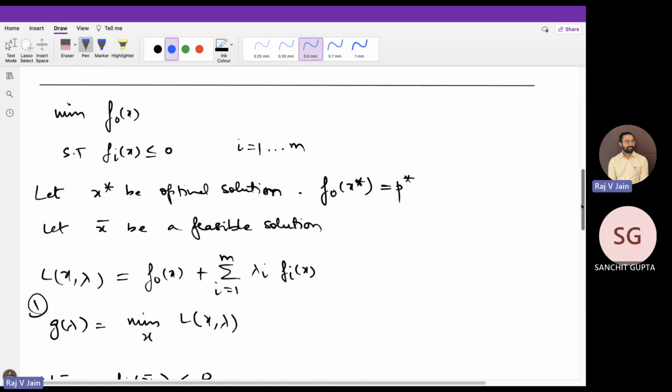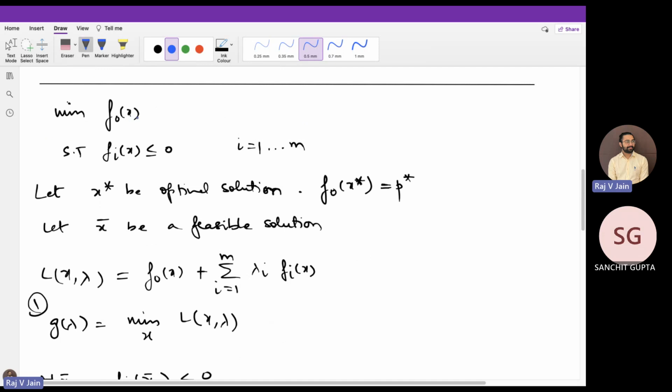So let's say I have something like this, minimizing f naught of x such that fi of x less than 0.